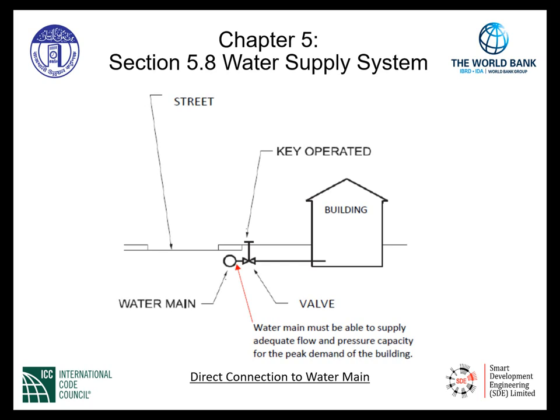From the tap off of the water main, there is a stop valve, normally located in close proximity to the water main tap. This allows the utility or the authority to shut off the water supply to the building for maintenance and other reasons thereof. This is called a direct connection to the water main.